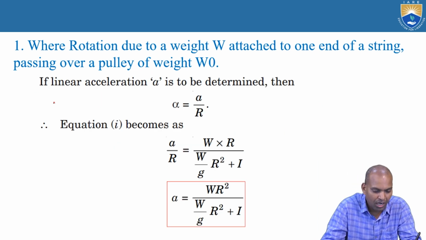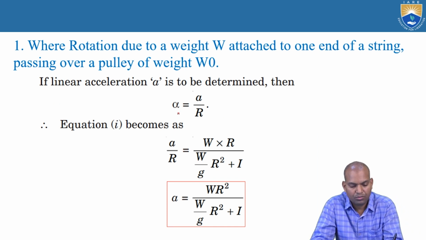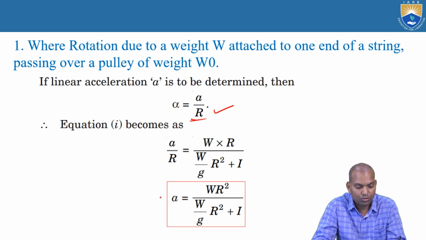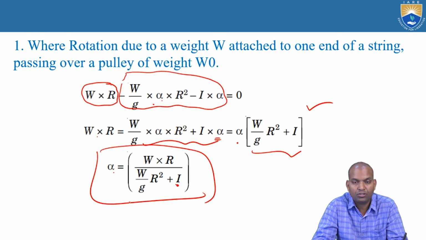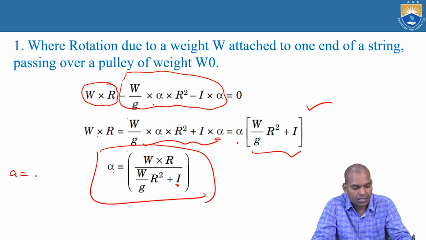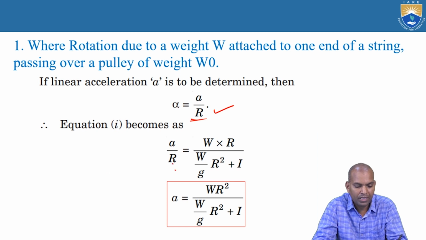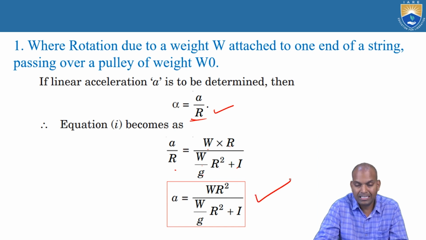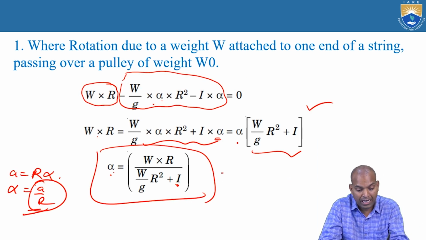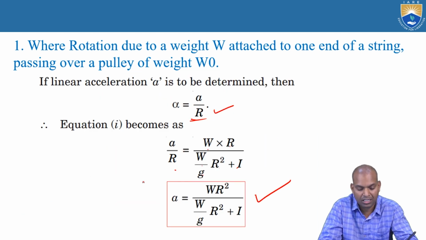Now the linear acceleration a equal to R alpha, so alpha equal to a by R. Now the equation is related to angular acceleration, and we want linear acceleration. Substitute a by R in the place of alpha. Now a by R equal to W times R by W by g times R square plus I. This is the linear acceleration equation, and the earlier one is the angular acceleration equation for the same case.